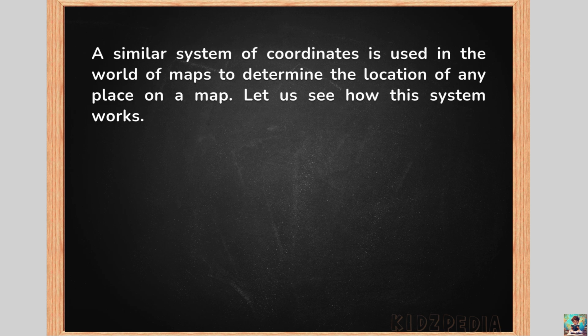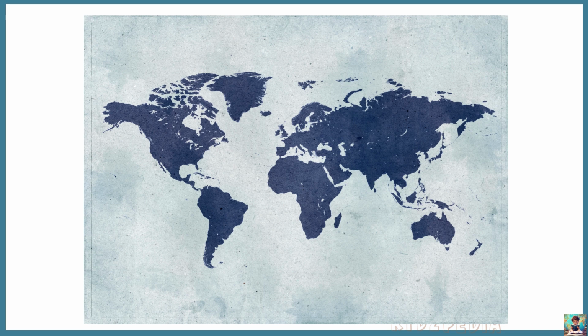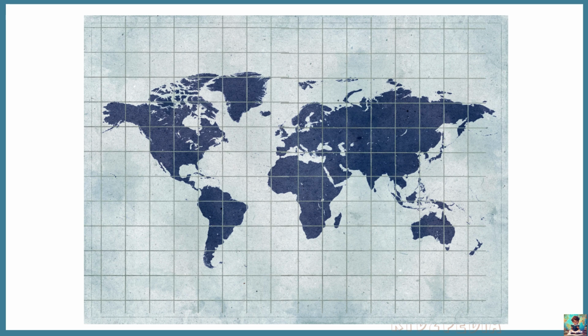A similar system of coordinates is used in the world of maps to determine the location of any place on a map. Let us see how this system works. Just like we use 2 coordinates to find the shop in the market or a square on a chessboard, maps also use a similar system of coordinates. The system helps us find the exact location of any place on the earth using 2 numbers. Let's learn how the system works and how it helps us find places on a map easily.